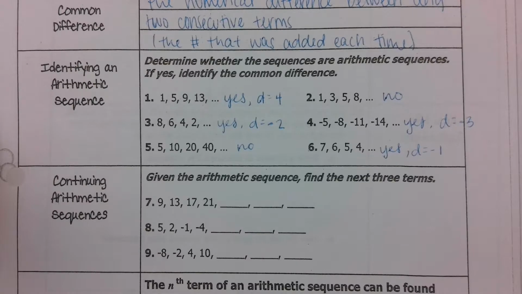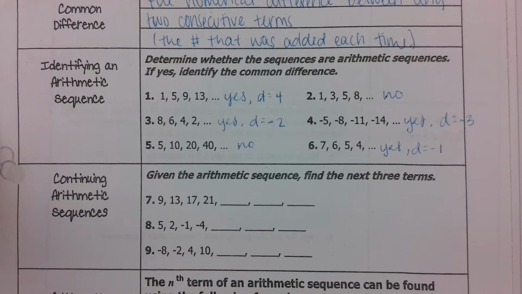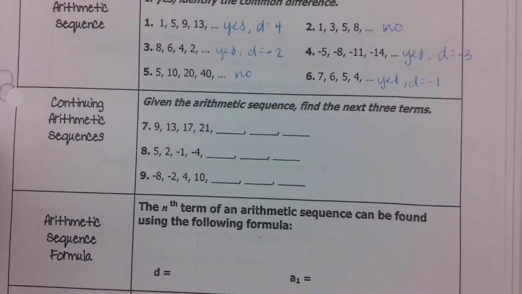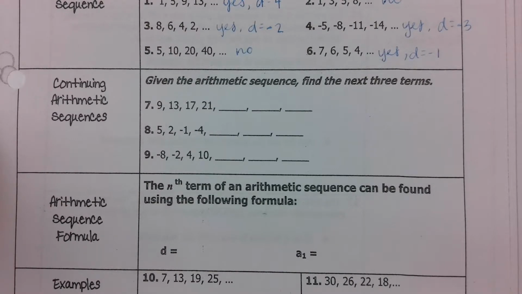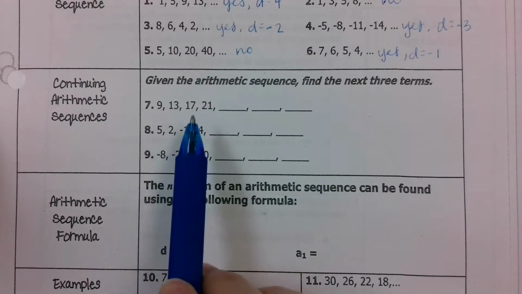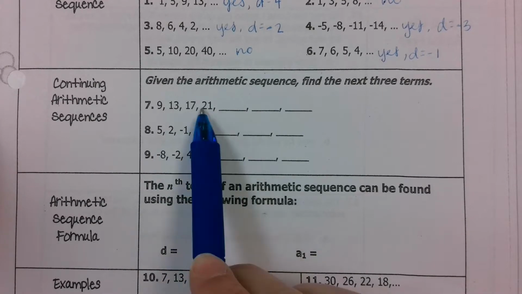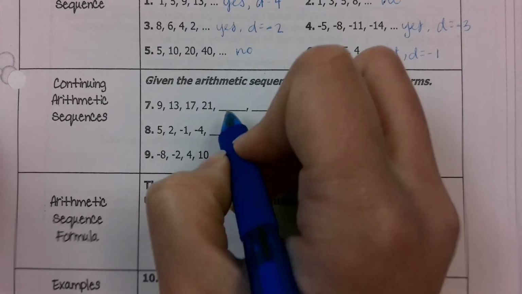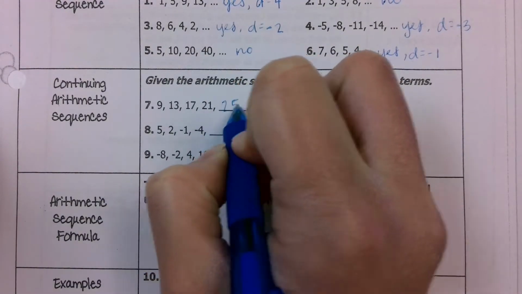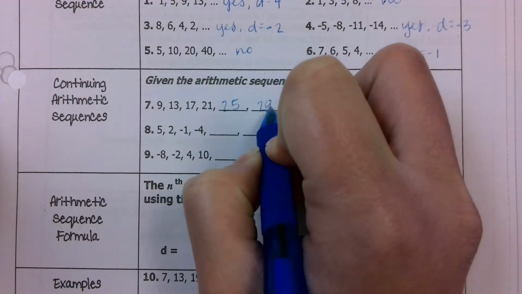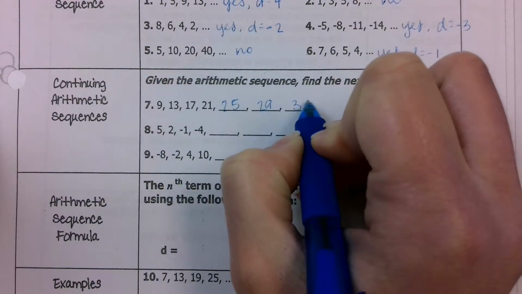Alright, so we are given some sequences and we need to find the next 3 terms. So you've got to figure out what they're adding and then continue to do that. So we have 9, 13, 17, 21. What are they doing each time? Adding 4, y'all agree? So add 4 to 21, what's going to be next? Add 4 again, what do you get? Add 4 one more time. Here we go. Is that okay?